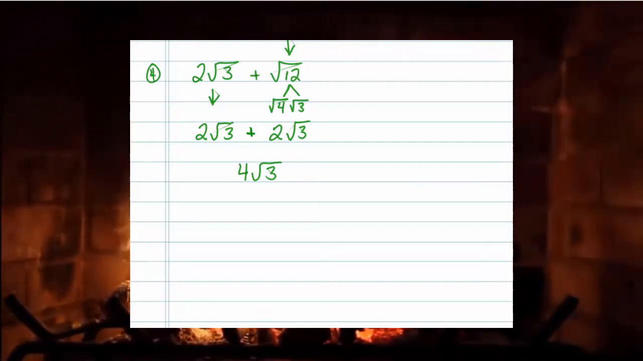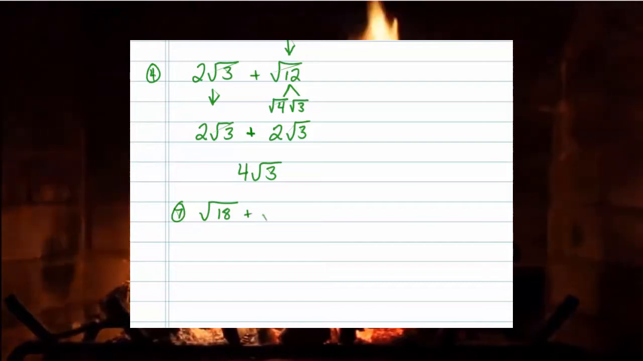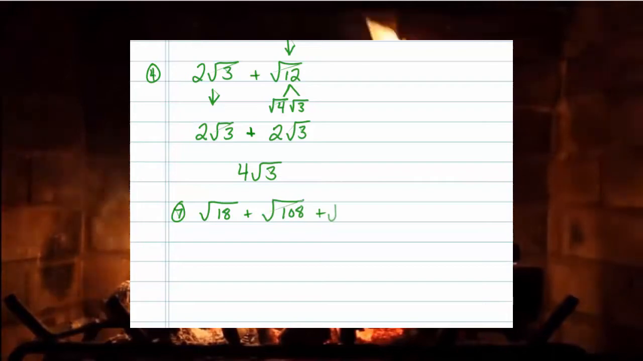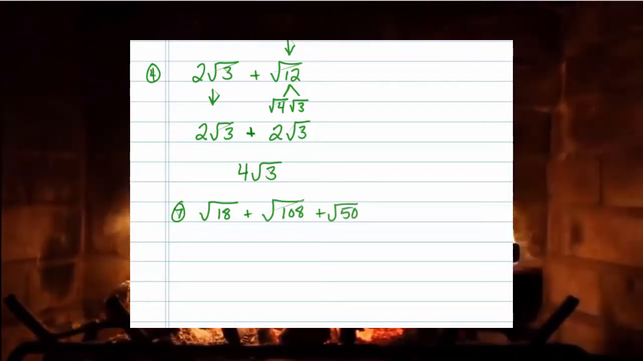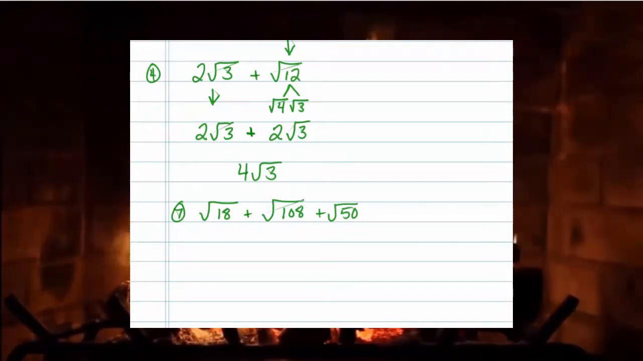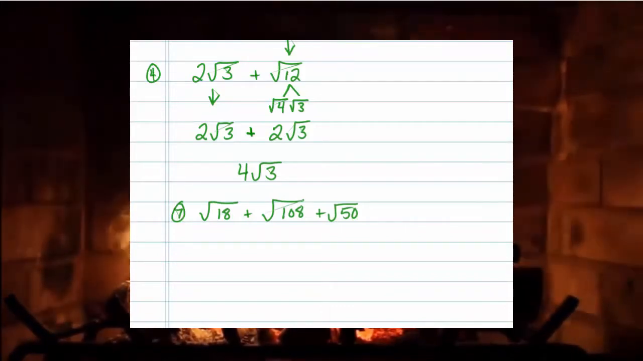Now I want us to look at one that's going to end up with a slightly different answer than we're used to. Problem number 7, the square root of 18 plus the square root of 108 plus the square root of 50. Now there's probably many different ways that you could solve this particular problem, but I'm going to show you the way that I noticed most easily.